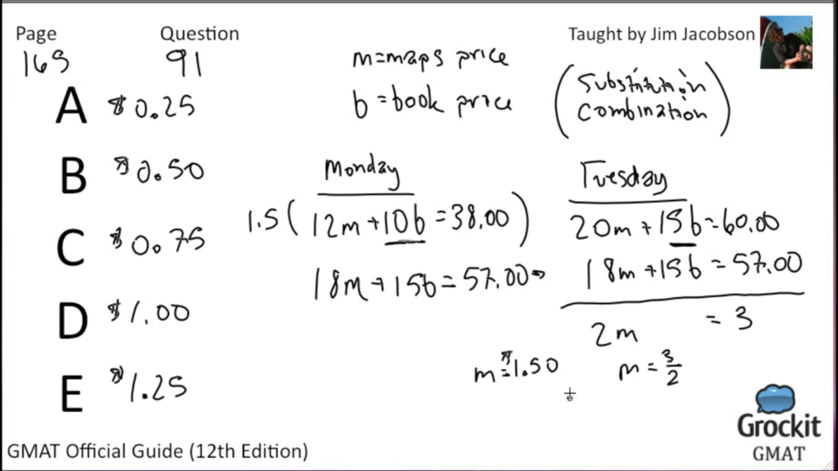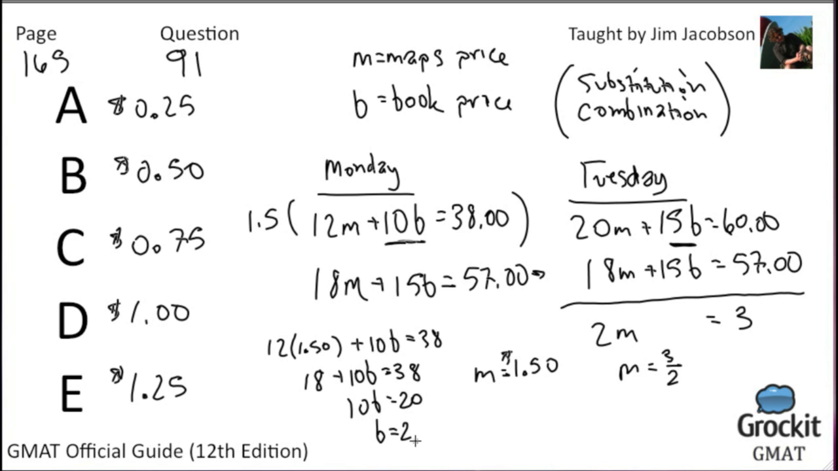So then we have to plug the whole thing back into one of our equations. Let's use the smaller one of the two. So 12 times that map price of $1.50 plus 10 times the book price equaled $38. We already established that 12 times 1.5 is 18, so $18 worth of maps plus 10 times that book price equaled 38. We subtract 18 from both sides. 10b equals 20, and then we divide by 10. b equals 2.